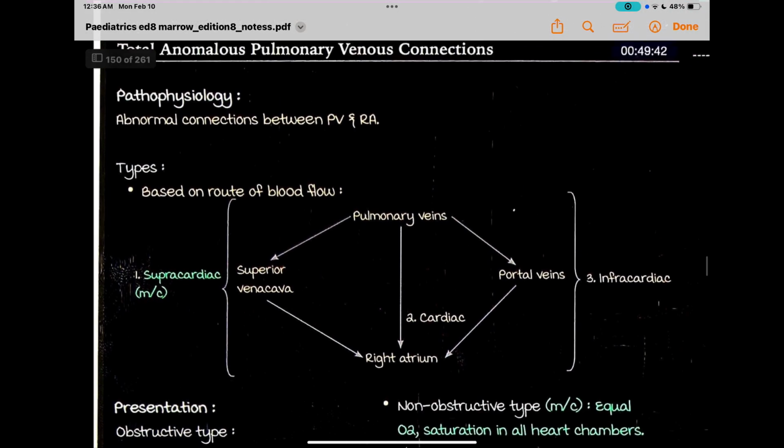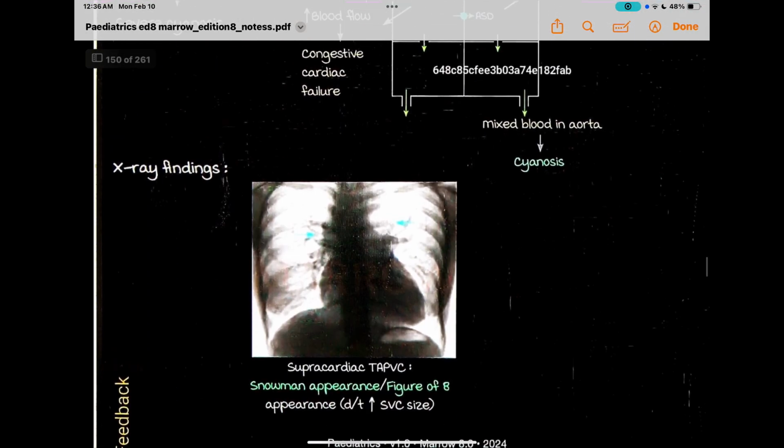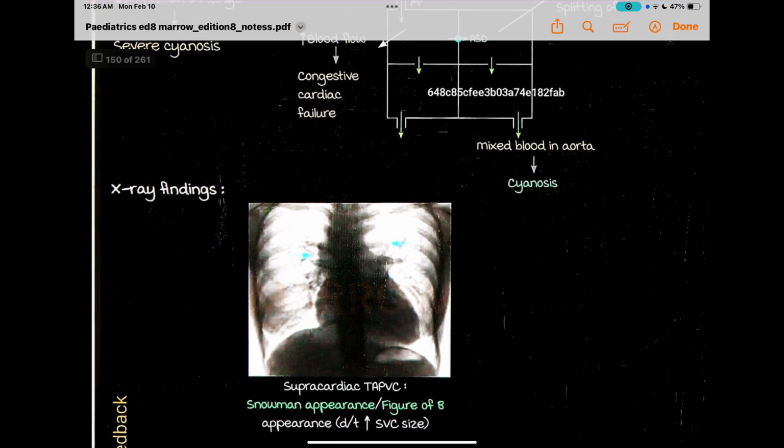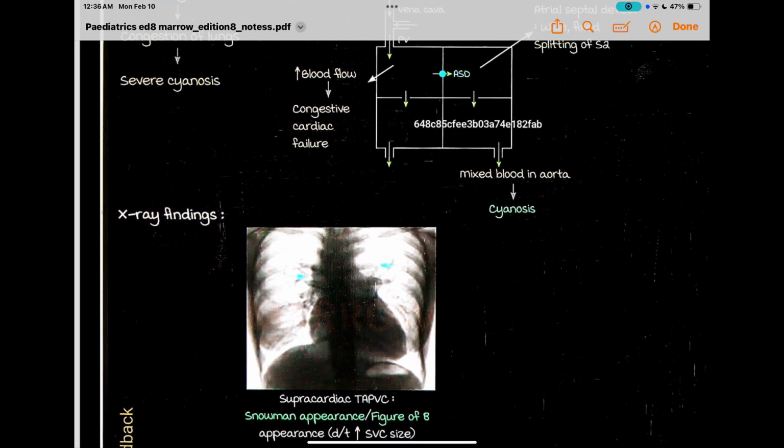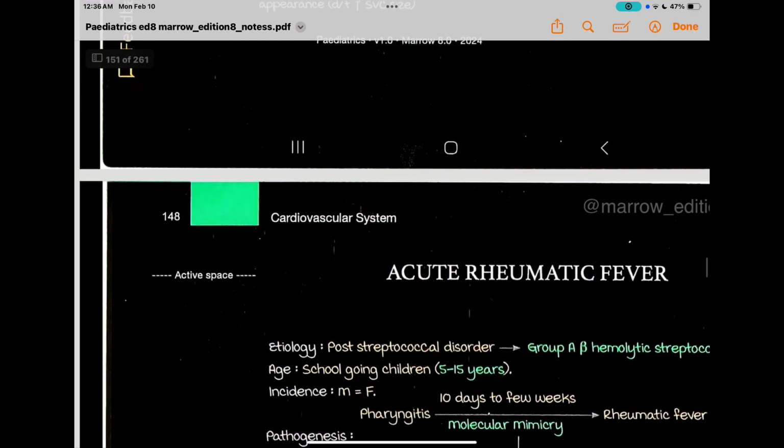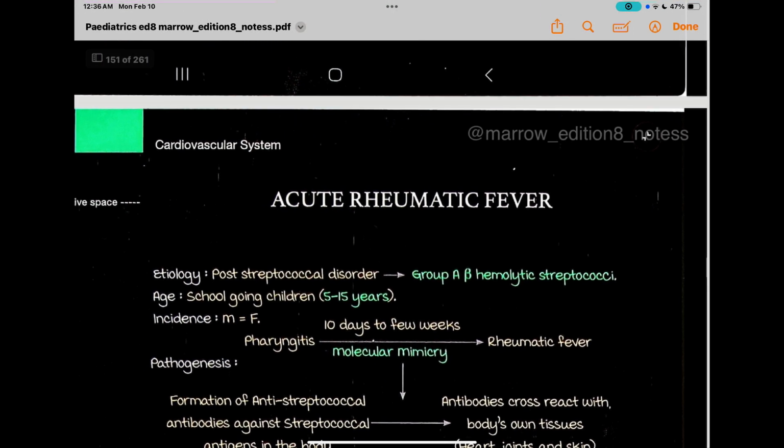That is total anomalous pulmonary venous connection. Snowman appearance, figure of 8 appearance is seen in supracardiac total anomalous pulmonary venous connection. In the next video, we'll see acute rheumatic fever.